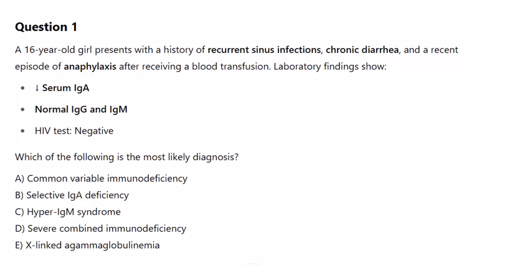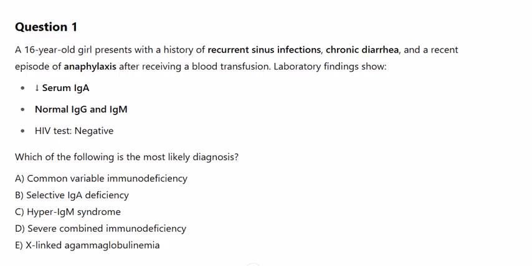Question 1. A 16-year-old girl presents with a history of recurrent sinus infections, chronic diarrhea, and a recent episode of anaphylaxis after receiving a blood transfusion. Laboratory findings show low serum IgA, normal IgG and IgM, HIV test negative. Which of the following is the most likely diagnosis?